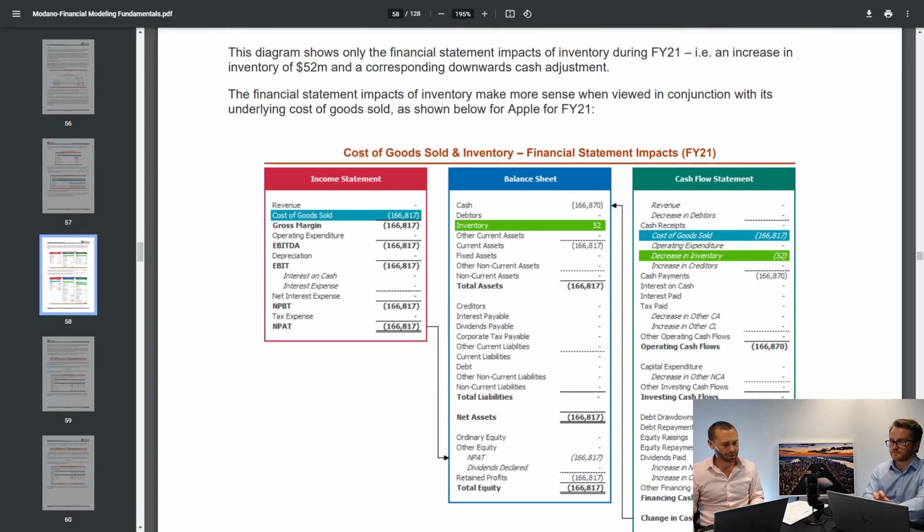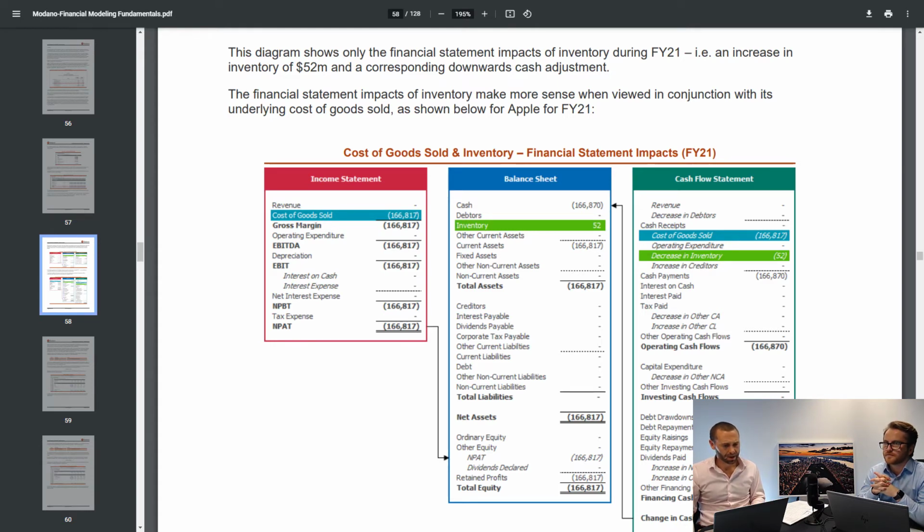Okay, so if you look at the inventory movements with both COGS and inventory, what this means is you bought more inventory than you sold. So you sold 166,817. Your inventory went up by 52. So in actual fact, your total purchases with this simplistic approach were 166,870, which is higher than your earnings impact, because some of it hasn't actually been sold yet. The inventory is sitting on your balance sheet at the end of the period. So when you look at it this way, your change in cash held is 166,870. Your NPAT was 166,817, so you actually spent more than you expensed.